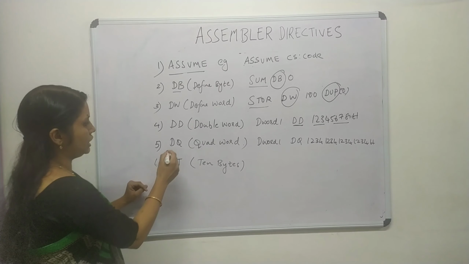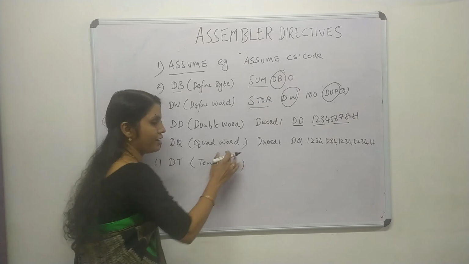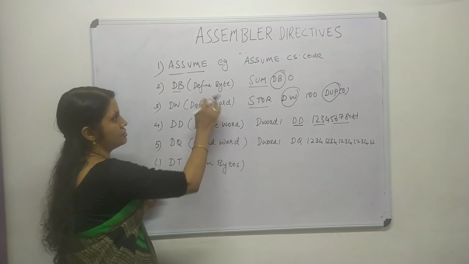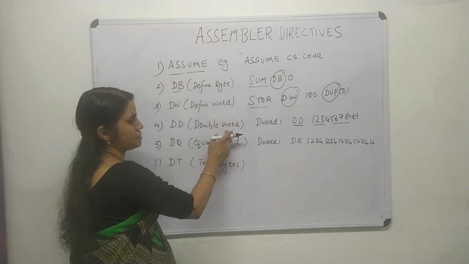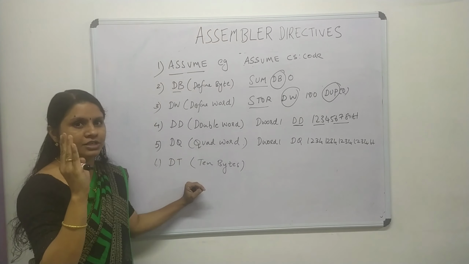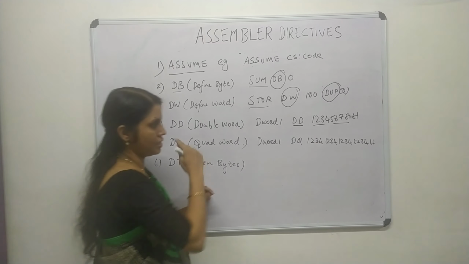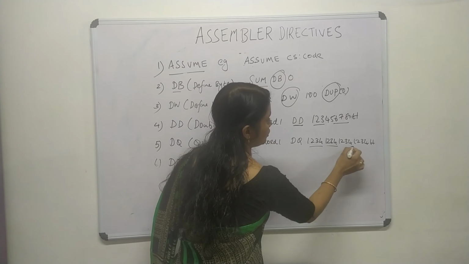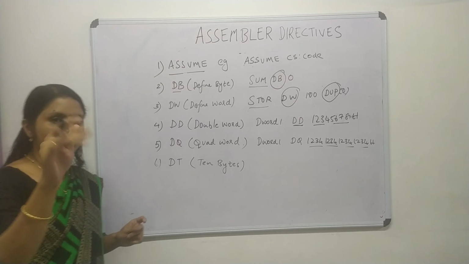Okay. Then dq. dq means quad word. Quad word means what? 8 bytes. This is 1 byte, word is 2 bytes, double word is 4 bytes, and this is 8 bytes. So 8 bytes means you can store 4 words, right? You can store 4 words.